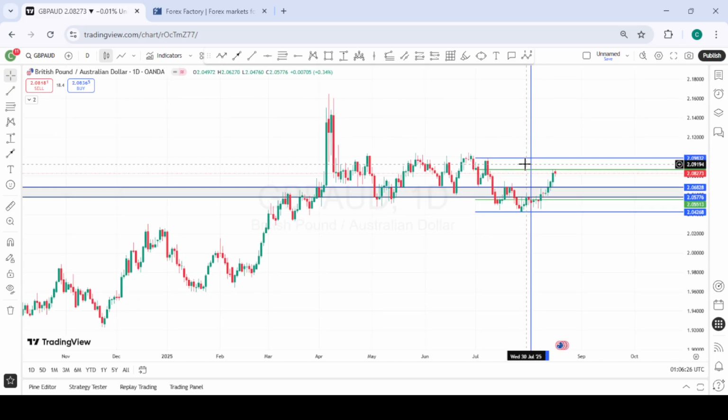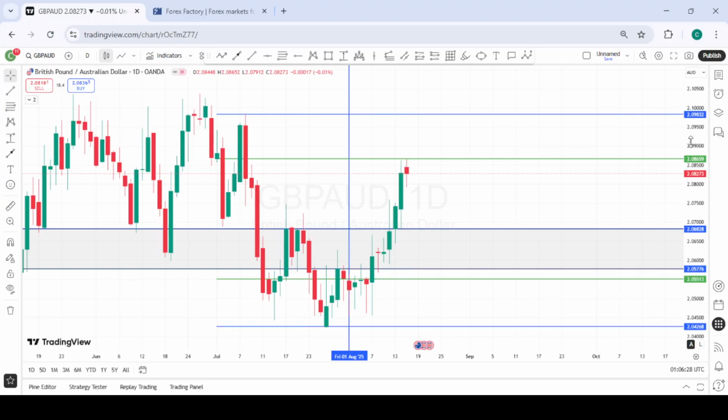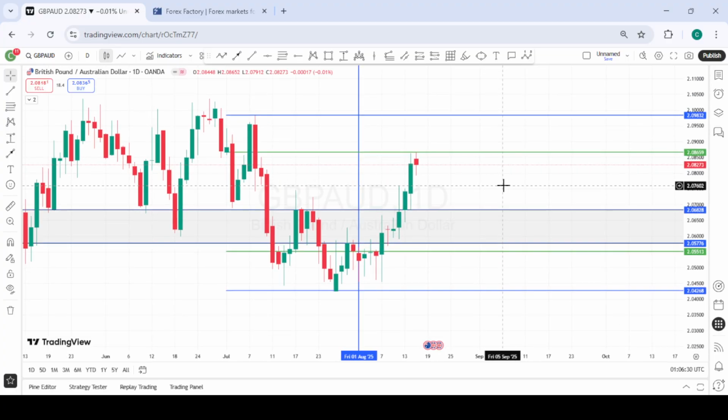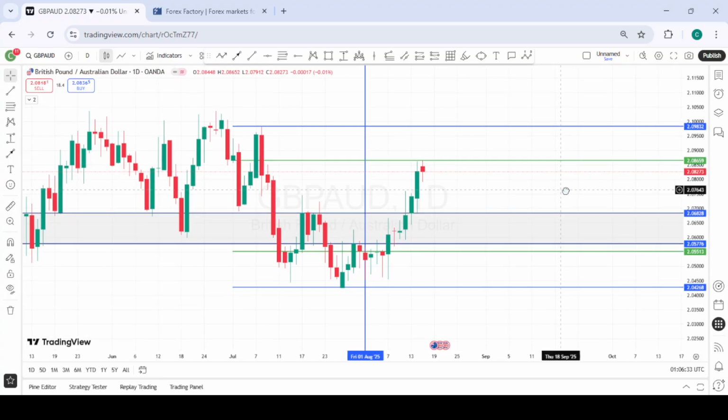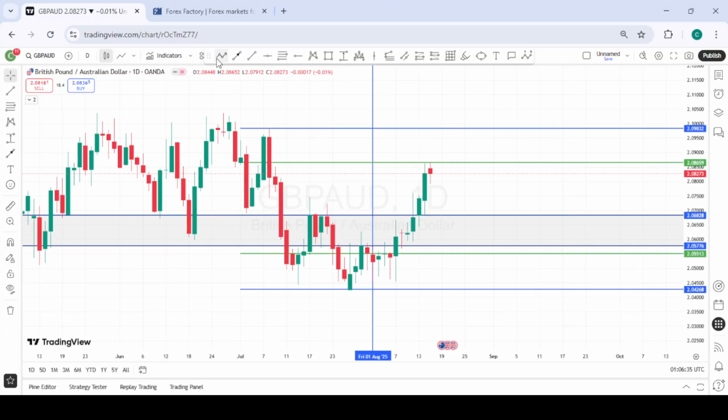This is GBPAUD. GBPAUD has a similar bullish move to what we're looking for on GBPNZD. So for the coming week, I'm expecting price to pull back to this area of interest, give us buying confirmations, and we buy to the upside.